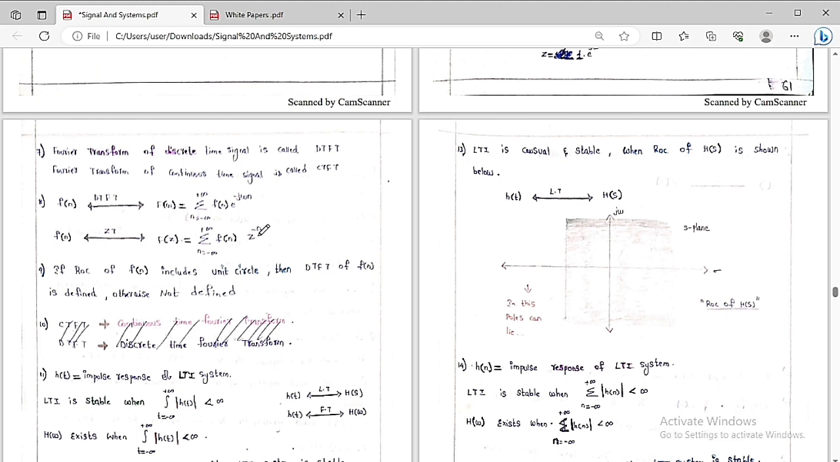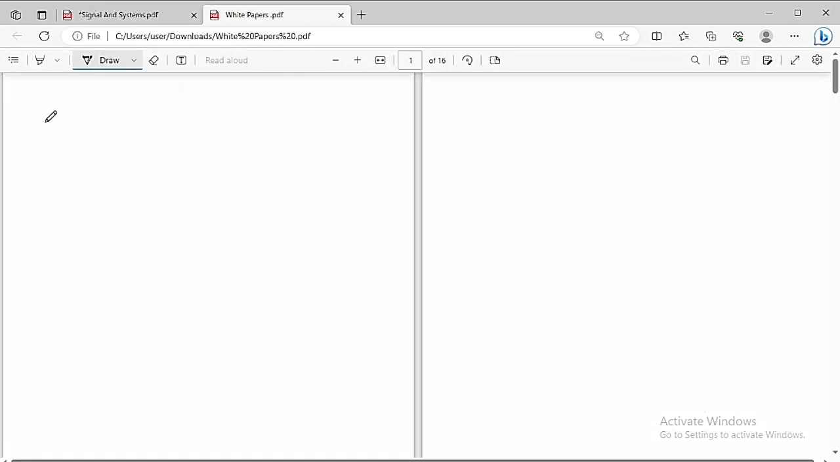Same thing I told you, right? In place of z, if you substitute e to the power of j omega, then we are going to get this expression. So in the z transform, if you substitute z equal to e to the power of j omega, we get the discrete time Fourier transform. This is what I am trying to tell you. So let me clear this, and let me write some important points again.